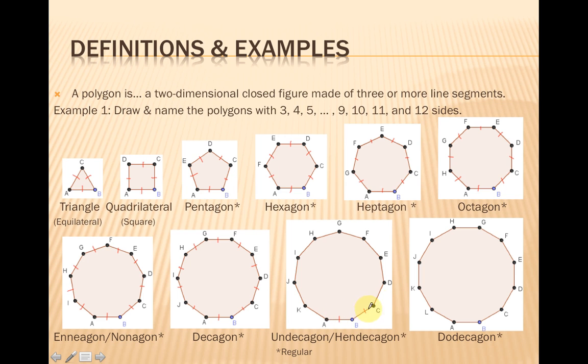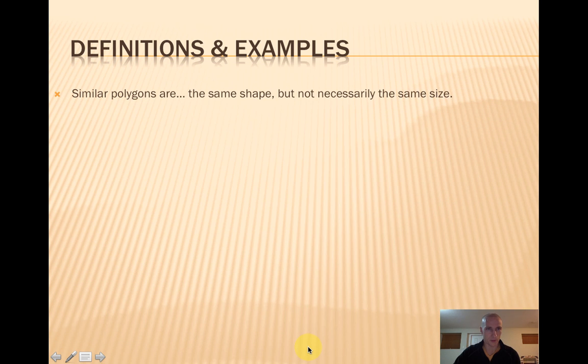Let's count the sides. 1, 2, 3, 4, 5, 6, 7, 8, 9, 10, 11 sides. All of those sides are equal. All the interior angles are equal. That makes it regular. And finally, we have the dodecagon with 1, 2, 3, 4, 5, 6, 7, 8, 9, 10, 11, 12 equal sides, 12 interior angles that are all the same. It is a regular dodecagon. So now a few more definitions and examples.